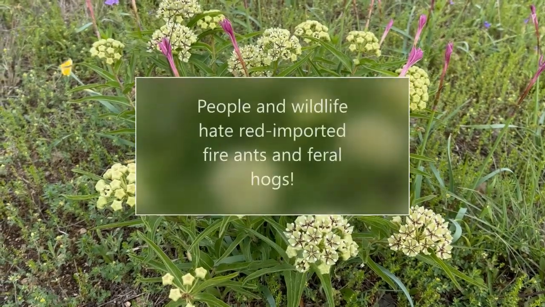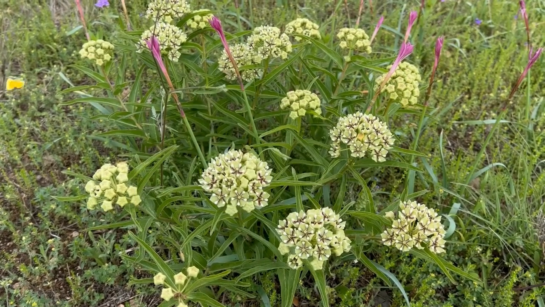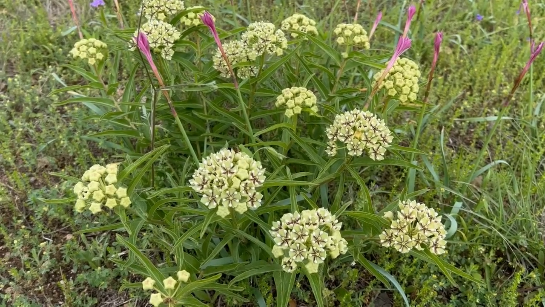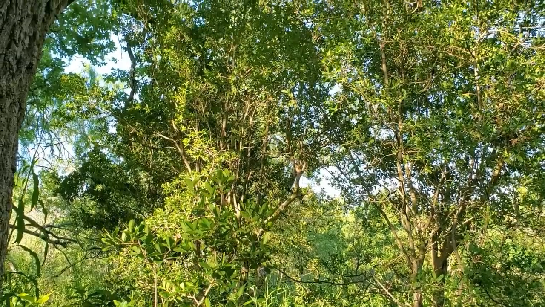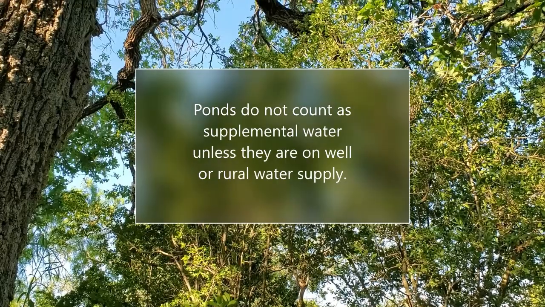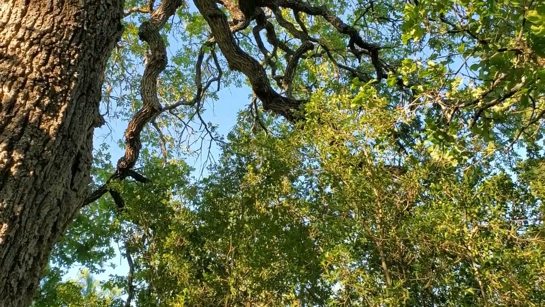Number 4, providing supplemental water. Water exists in all environments at some level, but not every property has surface water. Supplemental water involves providing water above what is naturally found on the land. Activities for wildlife exemption include adding water troughs, installing rainwater harvesting systems, and the development of wetlands.